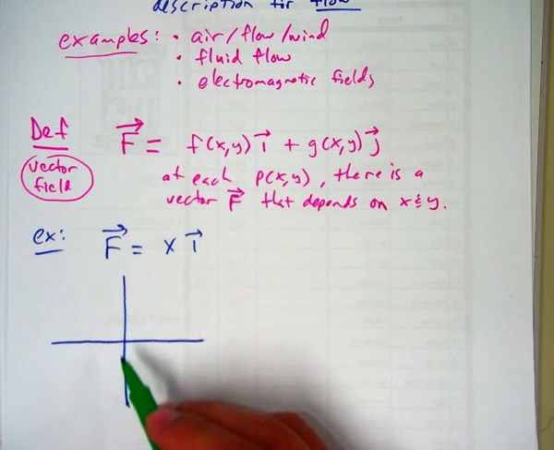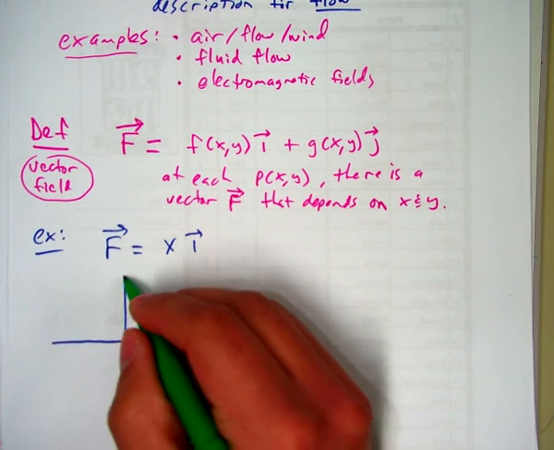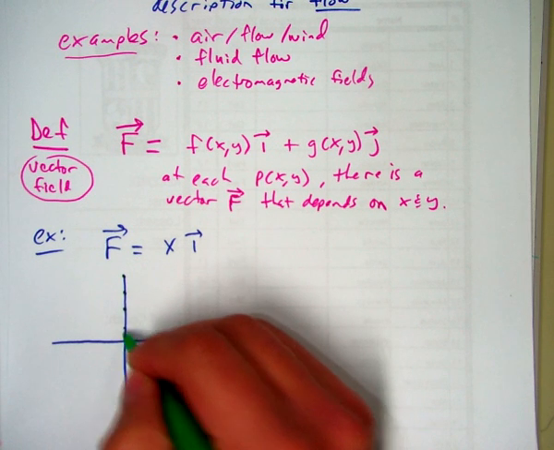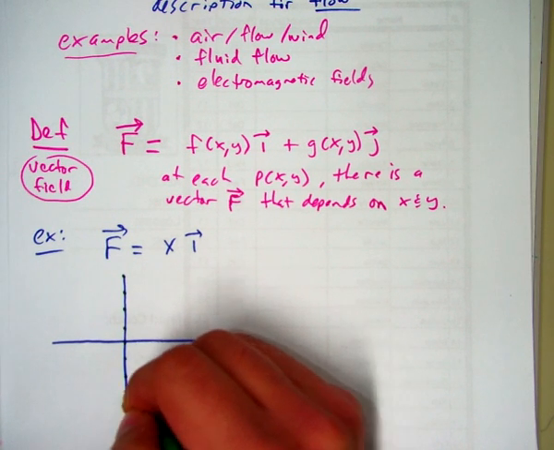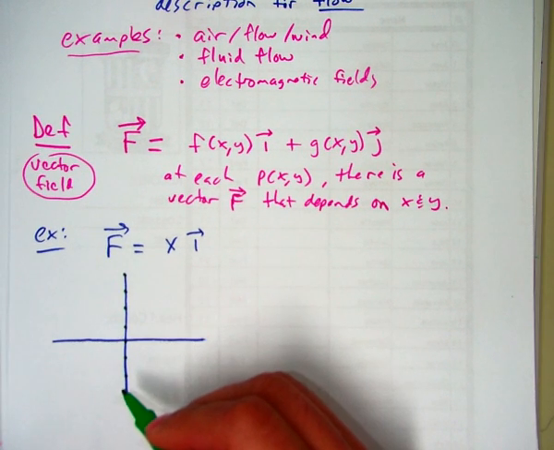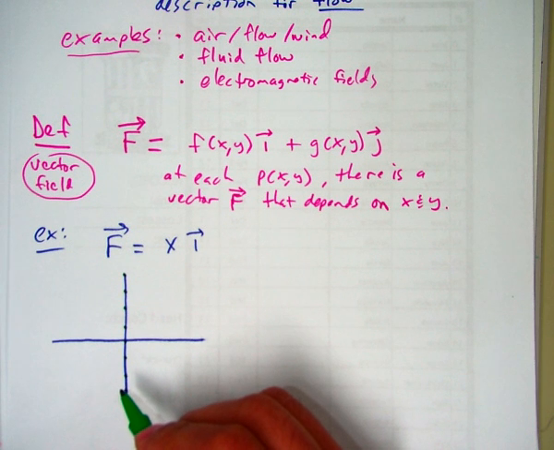So let's actually get the easiest one out of the way. On the y-axis, what's x equal to? 0. So there is no vector there. We have a 0 vector. So if you are standing on the y-axis, nothing is happening. Okay?